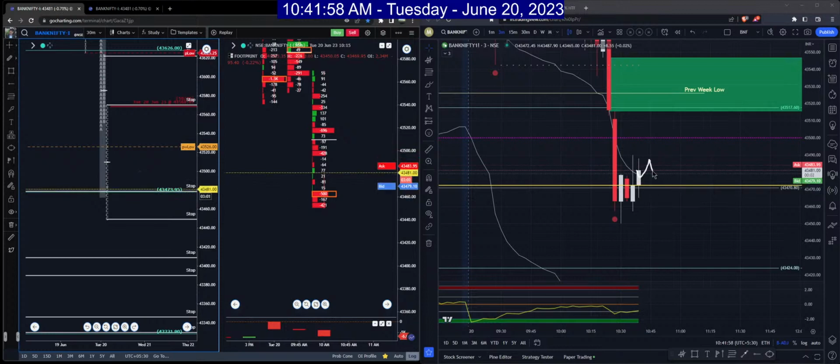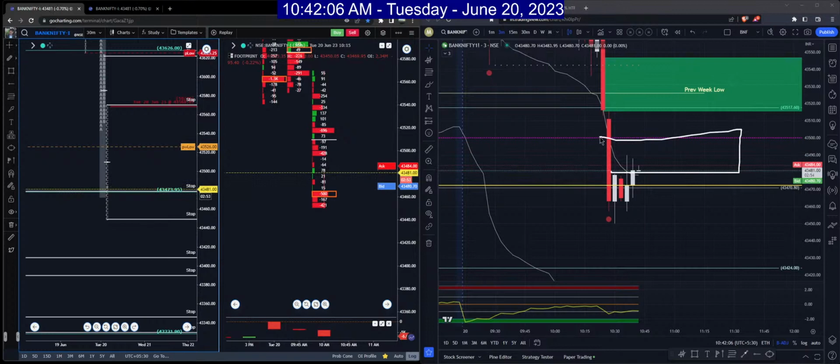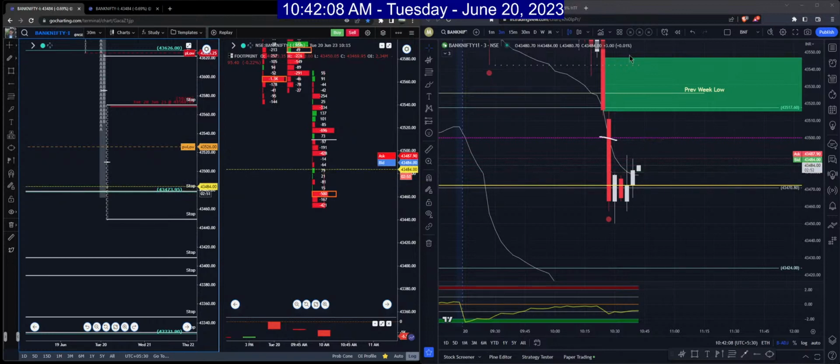So we might retrace higher and we might see supply again coming in at previous week's low. So we had a trapped buyer level here which got cleared. We have got another trapped buyer level which I'm looking for it to get cleared. Okay, so right now we have got trapped sellers. We have got again supply at this level, and we are just chopping within this zone.